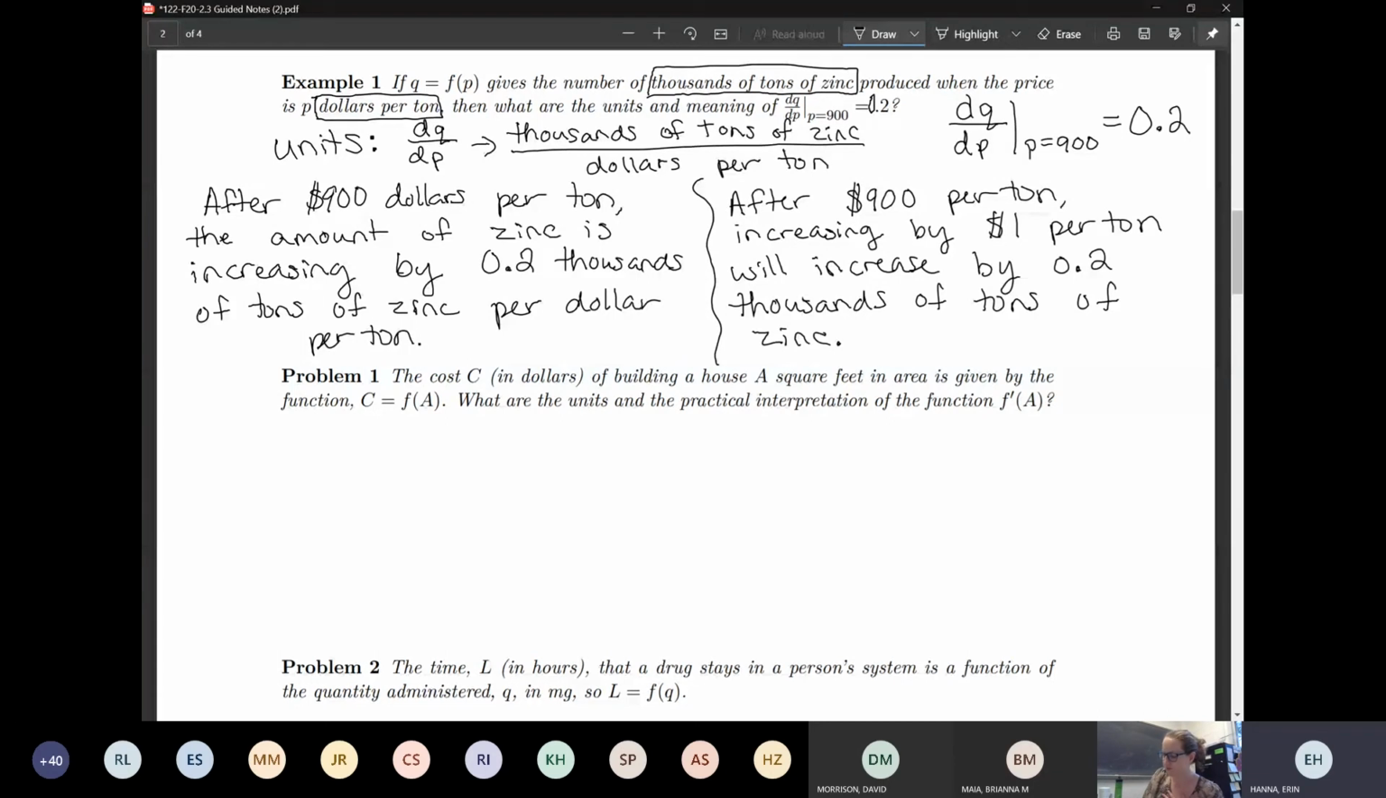So we have f prime of A. Let me look at that in Leibniz notation first, because if I want to look at the units, let me look at Leibniz notation. Well, if I think dy over dx, but here I have a c and an a, well, which one acts as my y value? That would be the c value here, so we would have dc over dA. There we go. So the units, well, what are the units of c? That was in dollars. What are the units of a? Square feet.